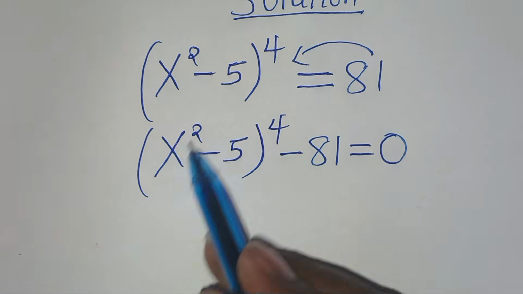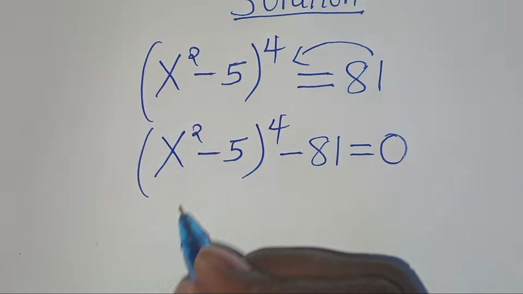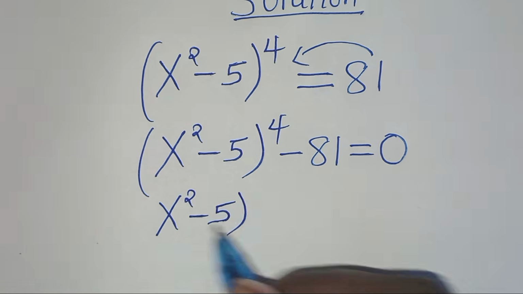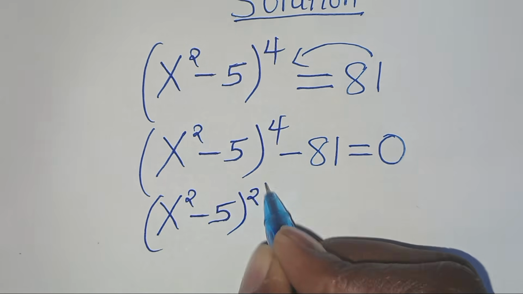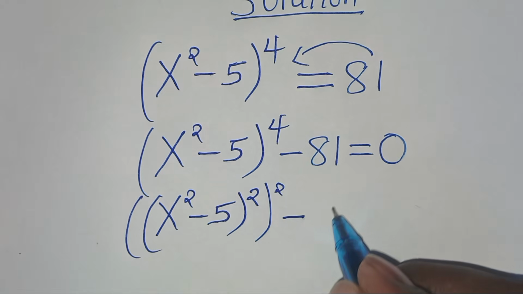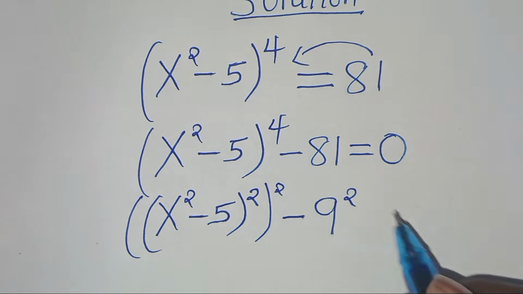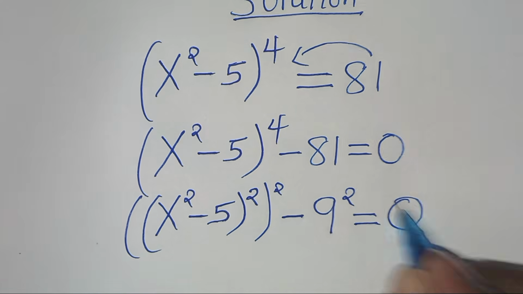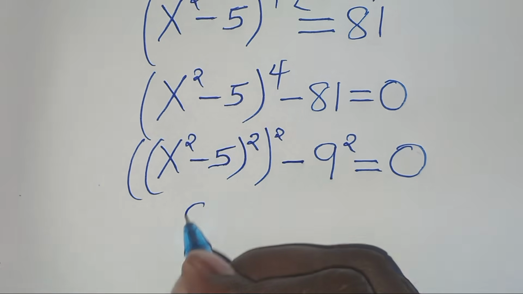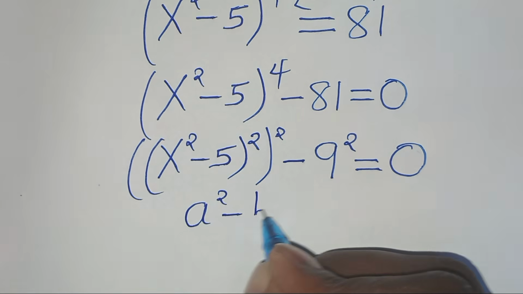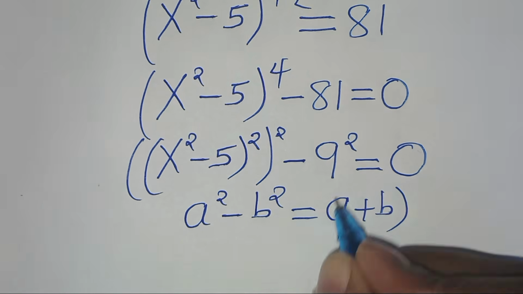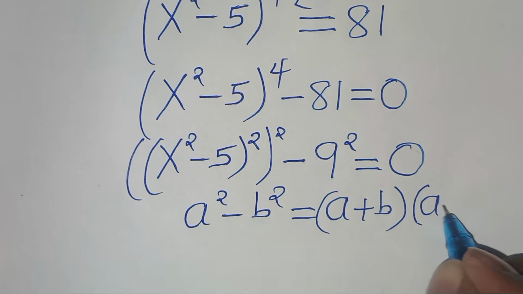We can express x squared minus 5 to the power of 4 as x squared minus 5 raised to the power of 2, then raised to the power of 2 again, subtract 81. This is the same thing as 9 to the power of 2. This is equal to 0. This equation here is actually in the form of a squared minus b squared, which we can express as a plus b multiplied by a subtract b.